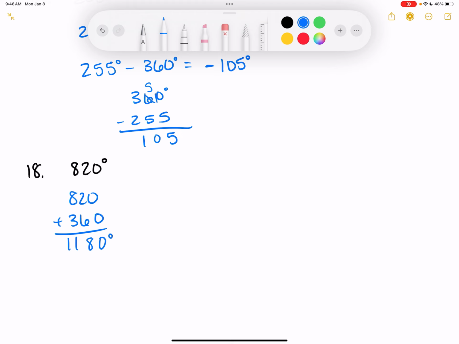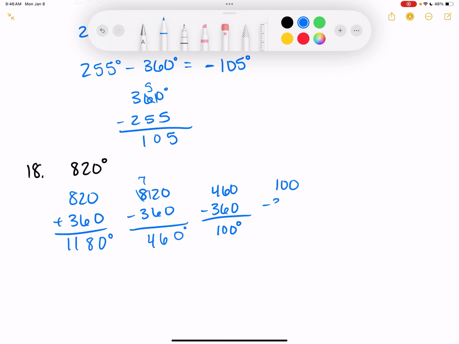So that's one option for your positive angle. But I need to also get a negative one, okay? So if I subtract 360, 820 minus 360, then that's going to give me 460 degrees, which is still too big. It's not negative. So I would subtract 360 again. So I would take 460 minus 360, which would just be 100. But that's still positive. So I'm going to subtract 360 again. So 100 minus 360 is going to be negative 260.